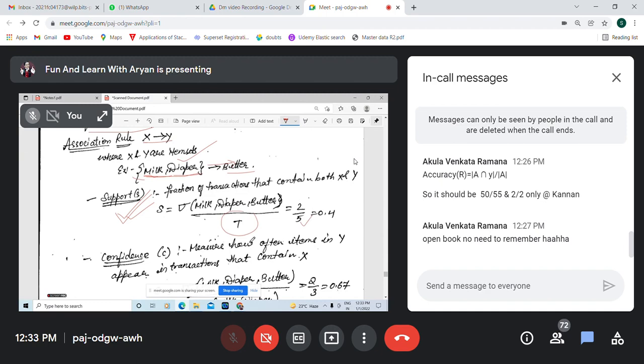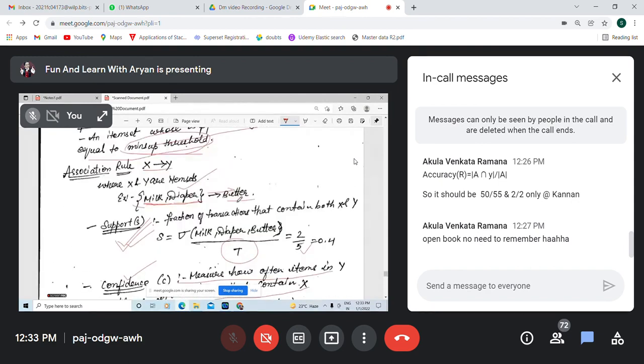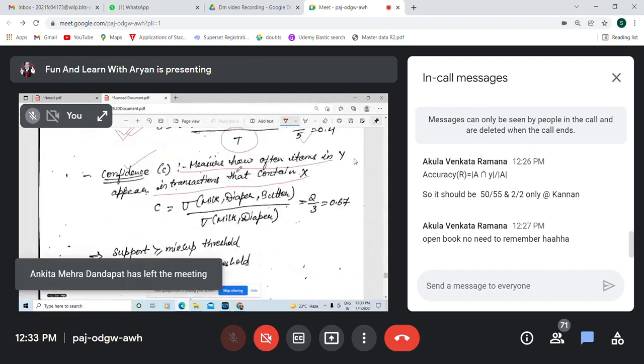Confidence measures how often items in Y appear in transactions that contain X. Try to understand this definition. What is the definition of confidence? It measures how often items in Y appear. What is the item in Y? Butter. Y is your butter. X is your milk and diaper. How often do items in Y appear in transactions that contain X?